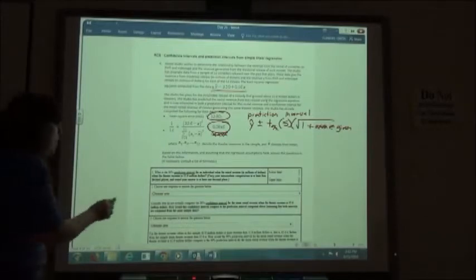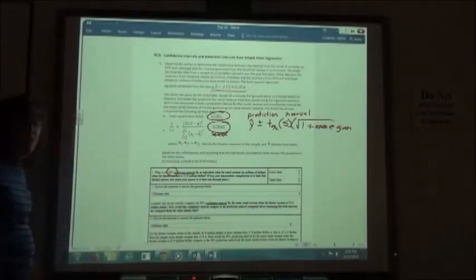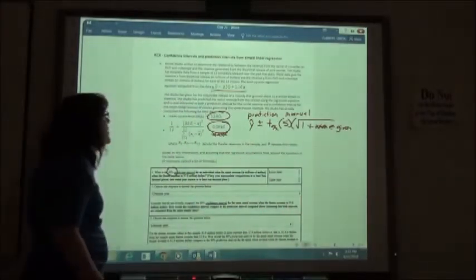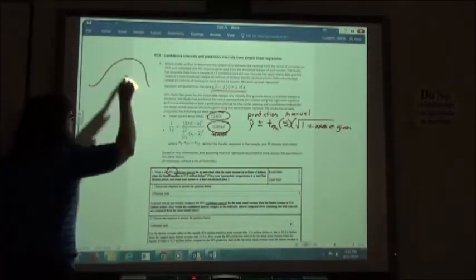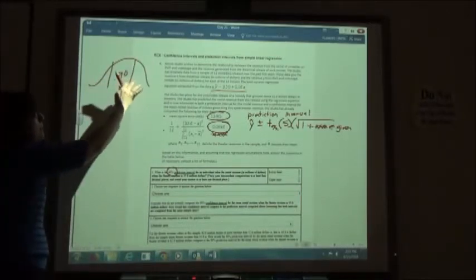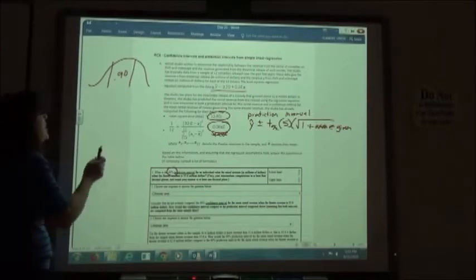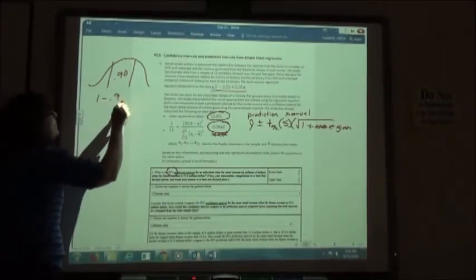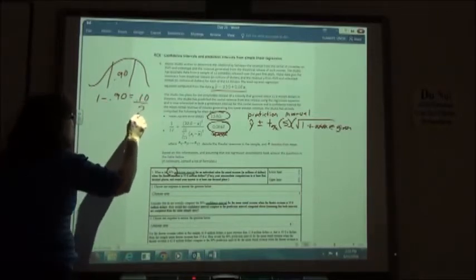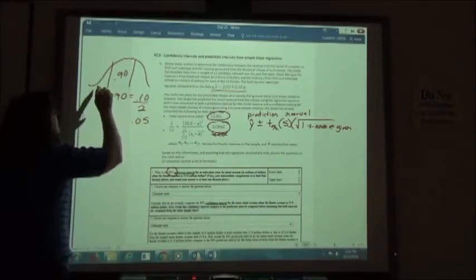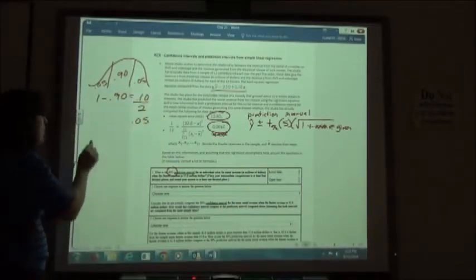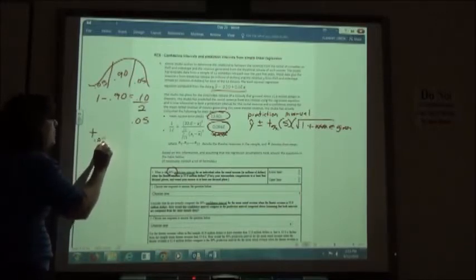First of all, it tells us that we want to do a 90% prediction interval. That is important because we have to do this right here. So a 90% prediction interval again means that 90% is in the middle and we're finding the percent on each end of my expression here. So we do 1 minus 90%. 1 minus 90% would be 10%. We then divide it by 2, so 5% would be on each end. So we know that we're going to do t sub 0.05.